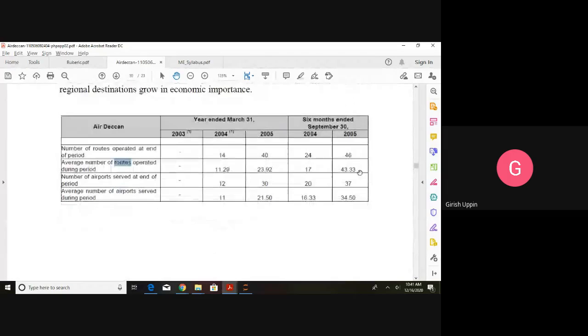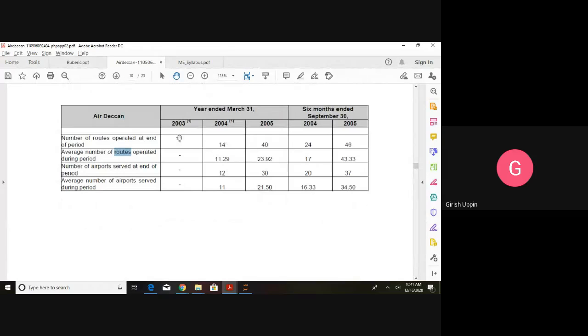Here are some of the stats. It started in 2003. These are the number of routes it operated. By end of March 2004, it was 14. End of September, it was 24. Then end of March 2005, 40. End of September 2005, 46. So the average number of routes increased from 11.29 to 17, 23.92 to 43.33. Then the number of airports it has presence in was 12, then it became 20, 30, 37.